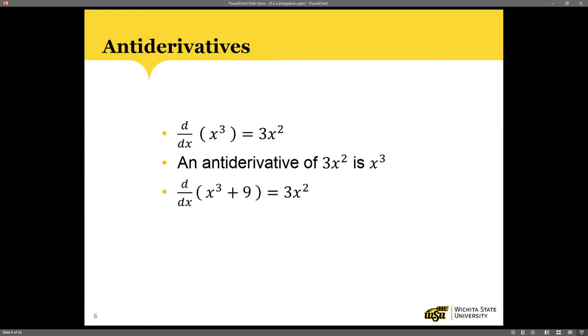However, the derivative of x cubed plus 9 is also 3x squared plus the derivative of 9, which is a constant, so it's 0. So it's 3x squared. And so we say an antiderivative of 3x squared is x cubed plus 9. Now, we've seen situations like this before. The square root of 9 is 3, but it's also negative 3, depending on our situation. How many antiderivatives are we talking about? Well, let's take a look at our notes.